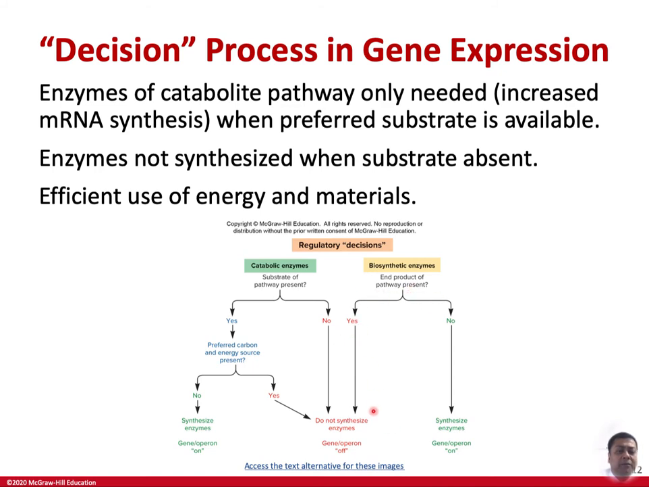There is enough amount of tryptophan. There's no need to turn on the genes which make tryptophan, so turn them off. Then we are asking the question, is there enough tryptophan? No. Okay, all right. Turn on the genes to make more tryptophan because that is needed for the protein synthesis. This is the decision process in gene expression.